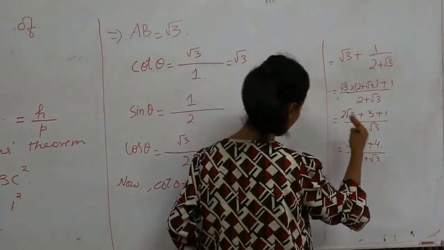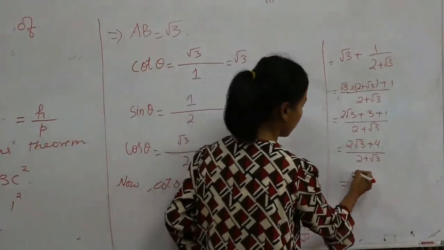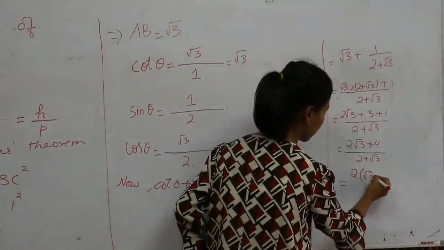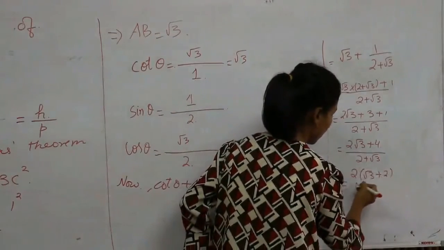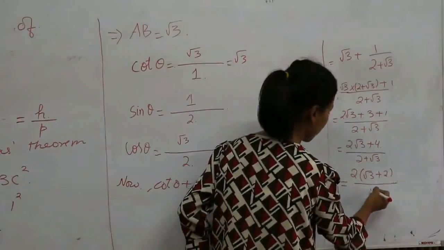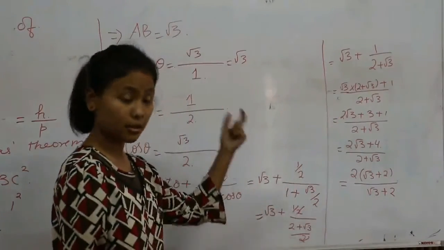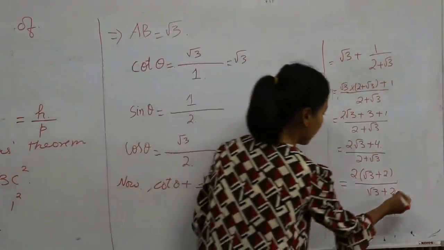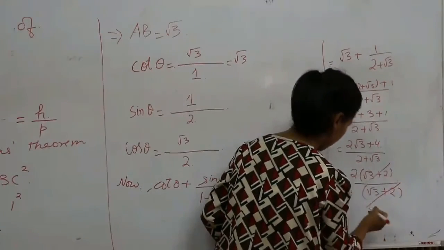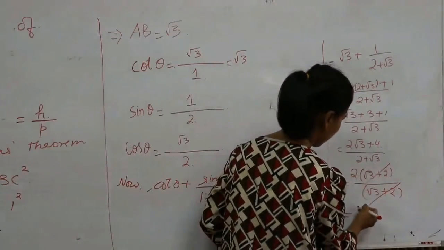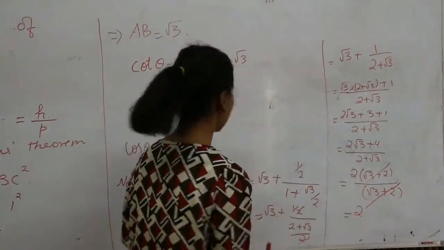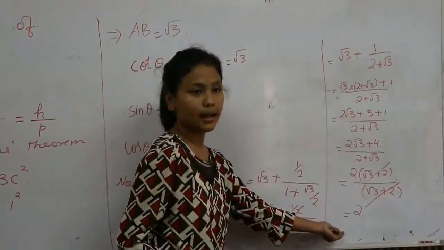Again, in the numerator, you can take common 2. If you take common 2, then you will be left with root 3 plus 2. In the denominator, you can also write root 3 plus 2, since 2 plus root 3 is the same thing as root 3 plus 2. Now root 3 plus 2 and root 3 plus 2 get cancelled, then you will be left with 2. So this is the answer.